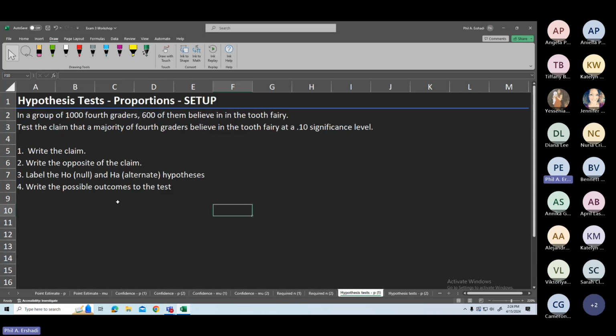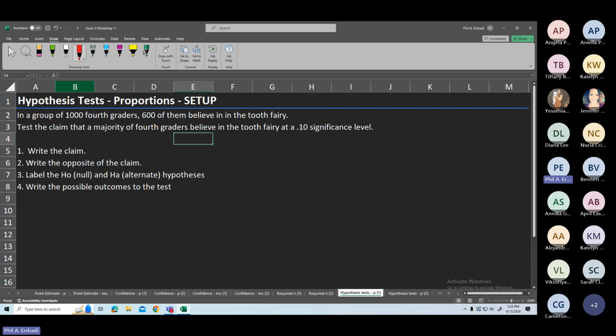All right. So that being said, let's have a look at a hypothesis test question where we're going to start setting up the hypothesis test, and we're not going to do any math just yet. So if we read this, it says in a group of 1,000 fourth graders, 600 of them believe in the tooth fairy. We're going to test the claim that a majority of fourth graders believe in the tooth fairy at a 0.10 significance level.